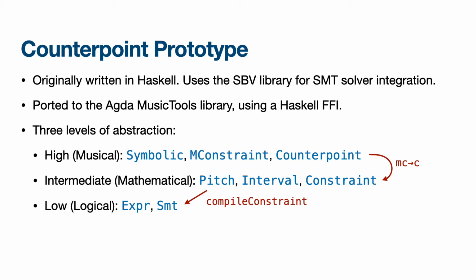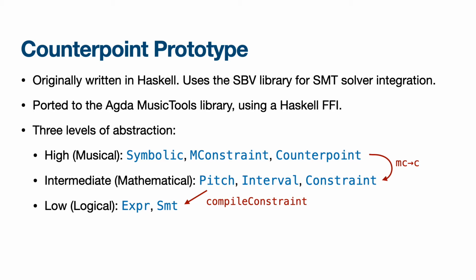There are three main layers of abstraction to the tool. The highest level, intended for use by musicians, consists of things like symbolic pitches and intervals, musical constraints, and counterpoint rules. An intermediate layer is also musical but more mathematical, and is the level at which most of Music Tools currently operates. It includes musical abstractions such as pitch and interval, but also, in this case, lower level constraints. And finally, the lowest level consists of a very simple expression language, which can be used both to evaluate constraints and to generate code which satisfies existing constraints with holes using an SMT solver.